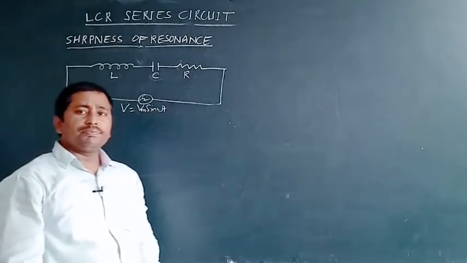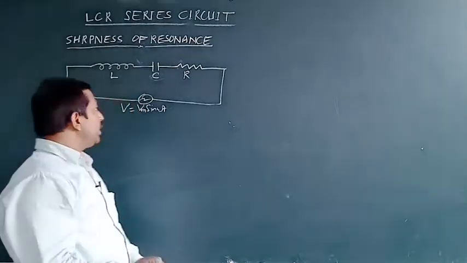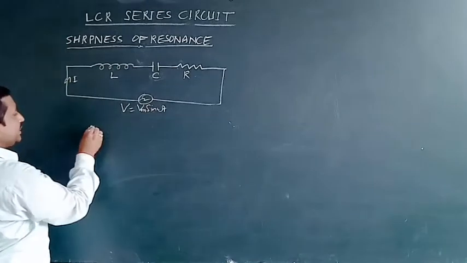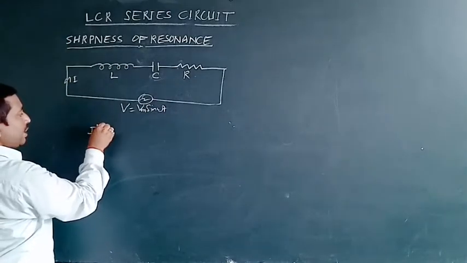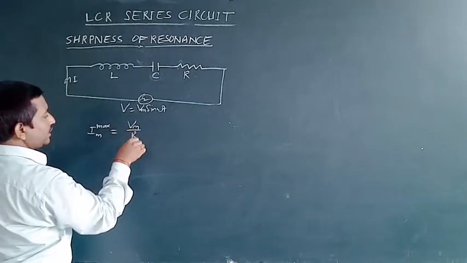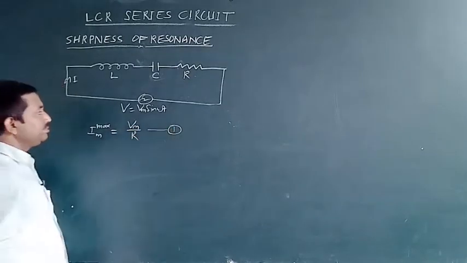As we know, at the condition of resonance, the current flowing through the LCR series circuit is maximum, and that maximum current is given by the formula Vm by R. This is equation number 1.